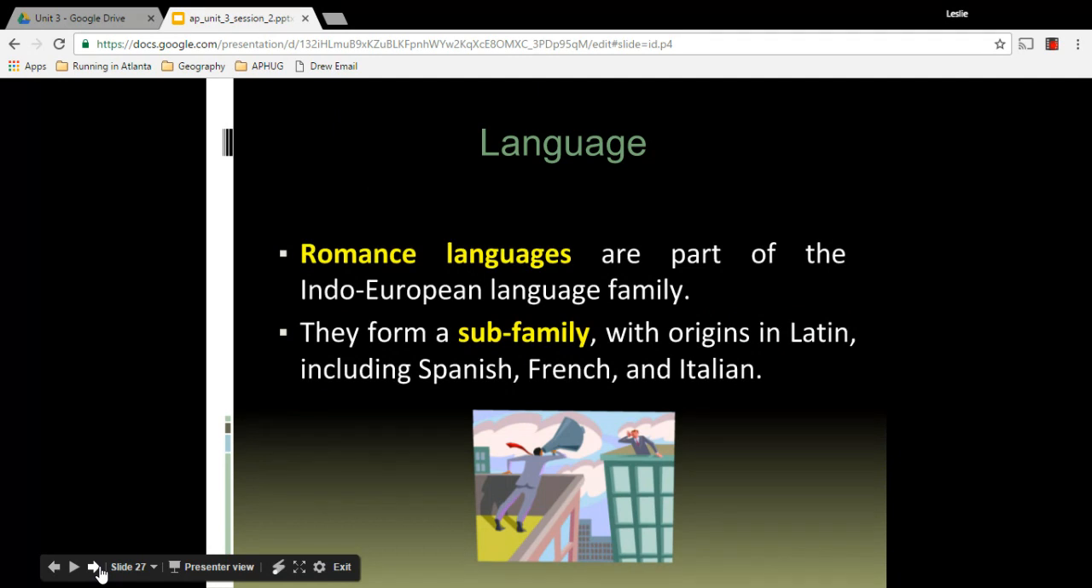Another language family that's a part of the Indo-European language family are the Romance languages. They form what is known as a subfamily with origins in Latin, and the Romance languages include Spanish, French, and Italian.